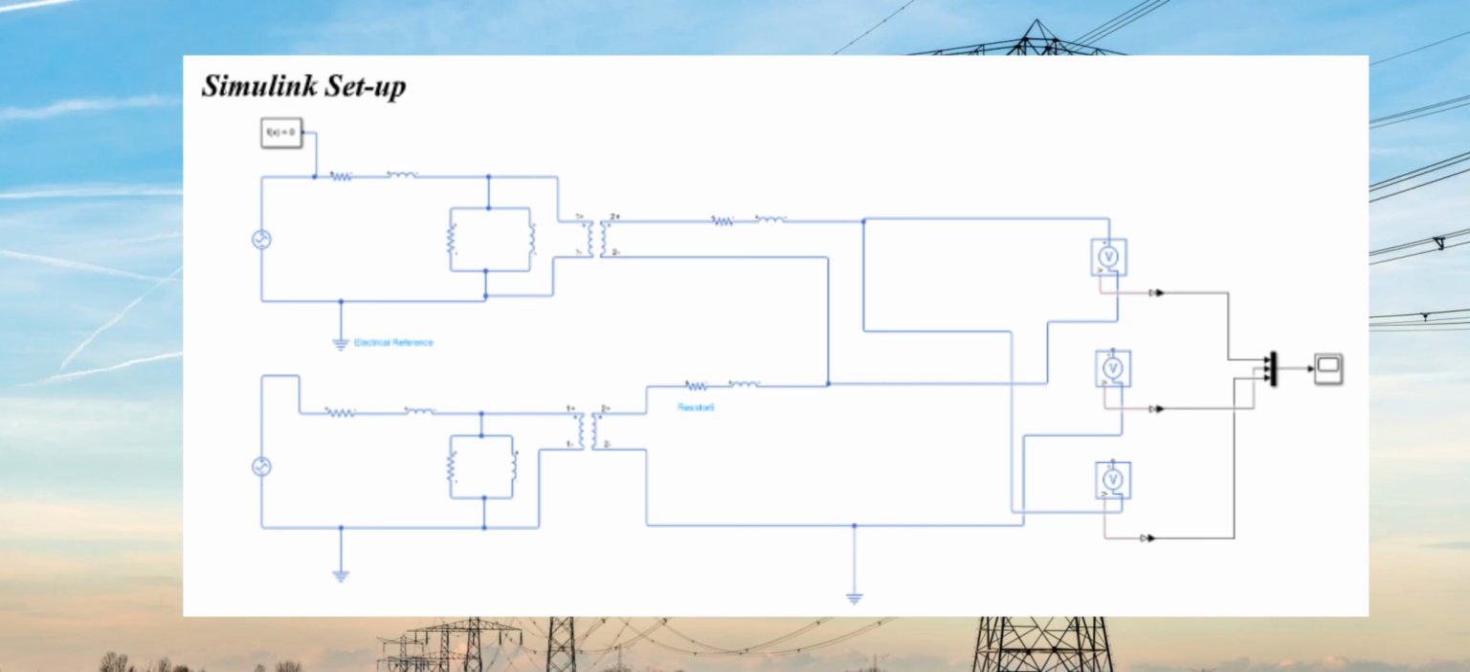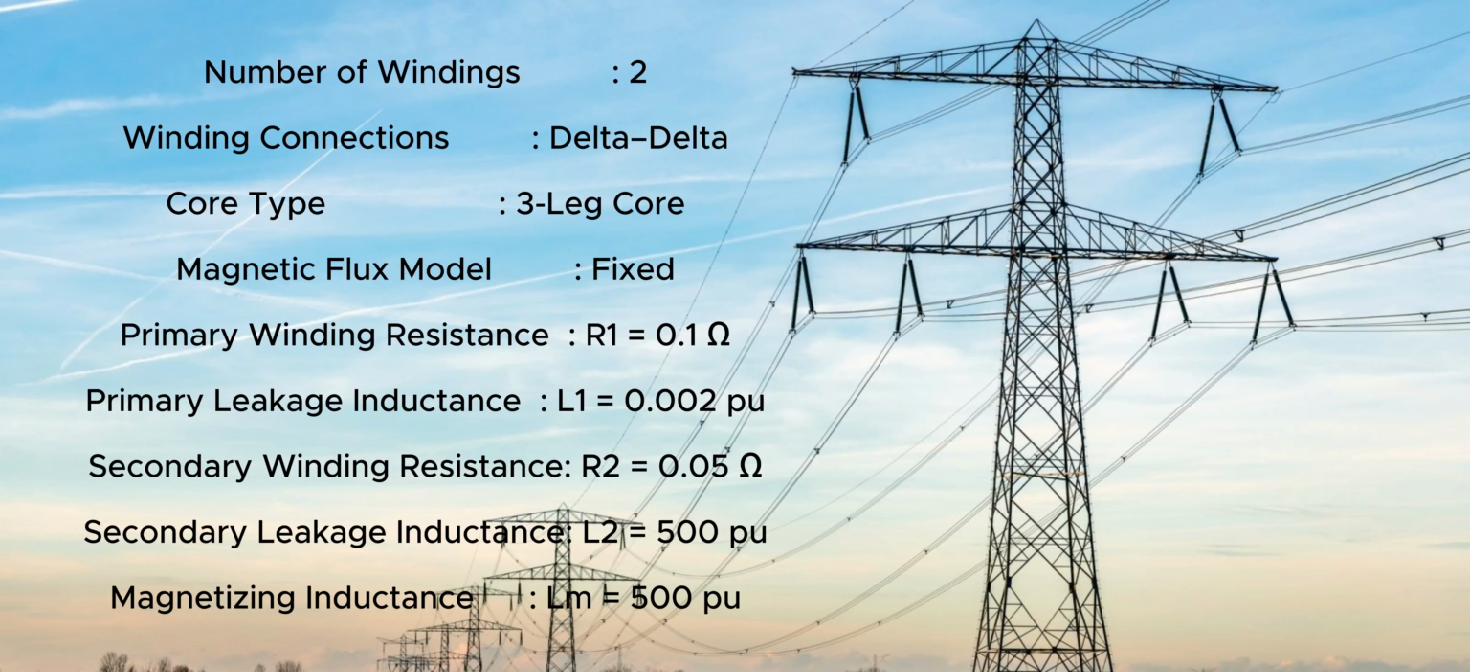In our eighth laboratory activity, we explored the open delta VV connection of single-phase transformers using MATLAB Simulink. We first created the transformer model by configuring the required parameters, including two windings, a delta-delta winding connection, a three-leg core, and a fixed magnetic flux model.